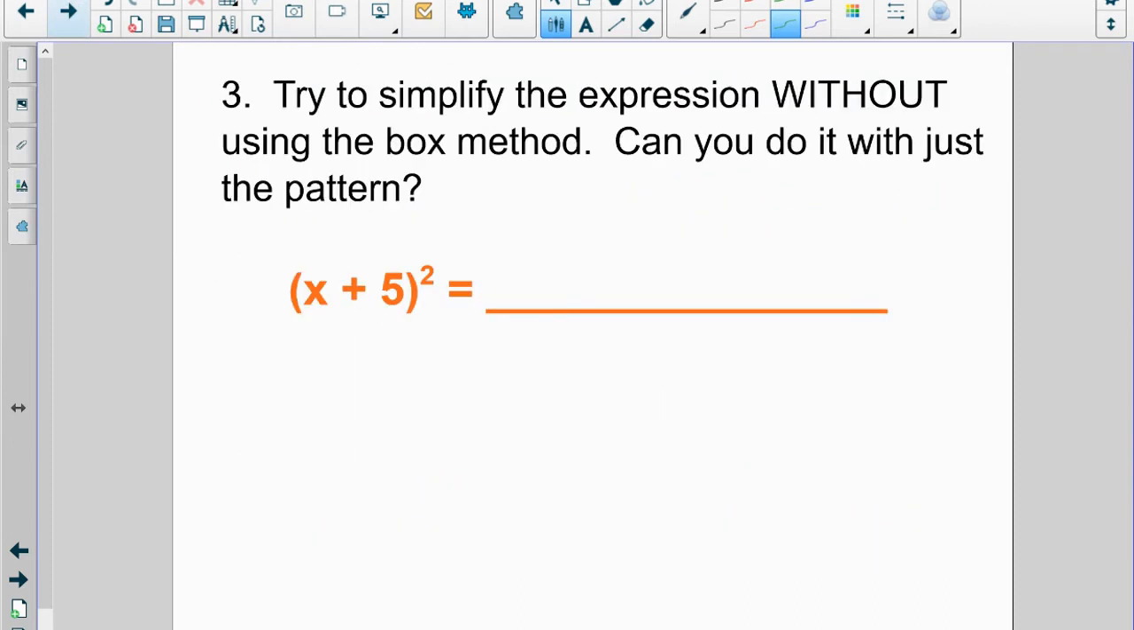So let's look at seeing if we can do this without using the box method. Can we recognize that pattern that we just discussed? Well, I know that it's going to be x squared at the beginning because I'm thinking about the box method, that area model. I also know I'm going to have some middle term and then something at the end. And because I have a 5 here at the end of my binomial, I know 5 times 5 is 25. That's going to be the number at the end. But how do I get this term in here?